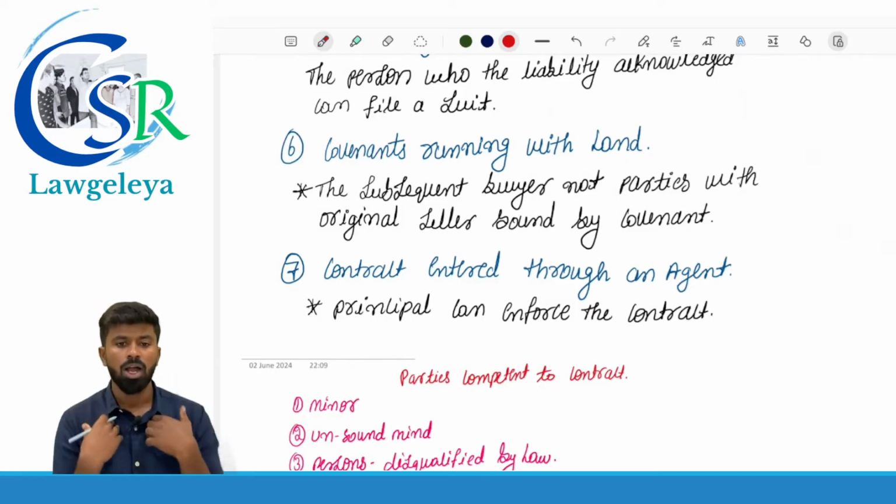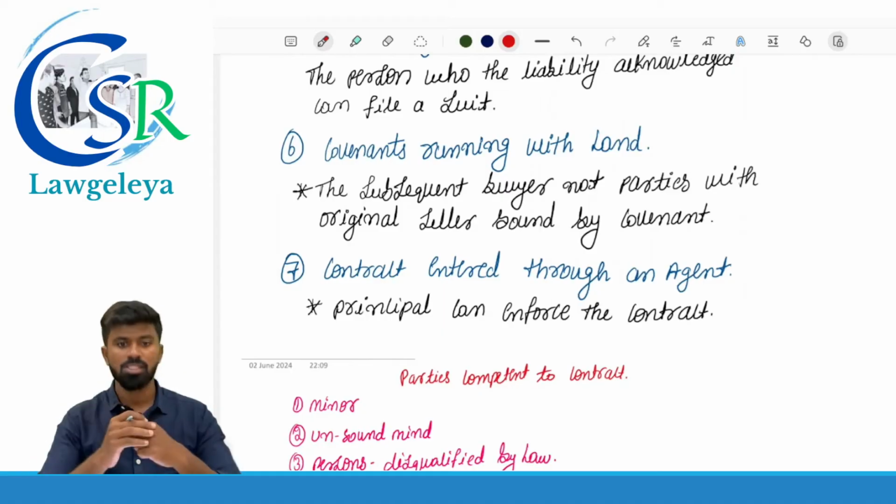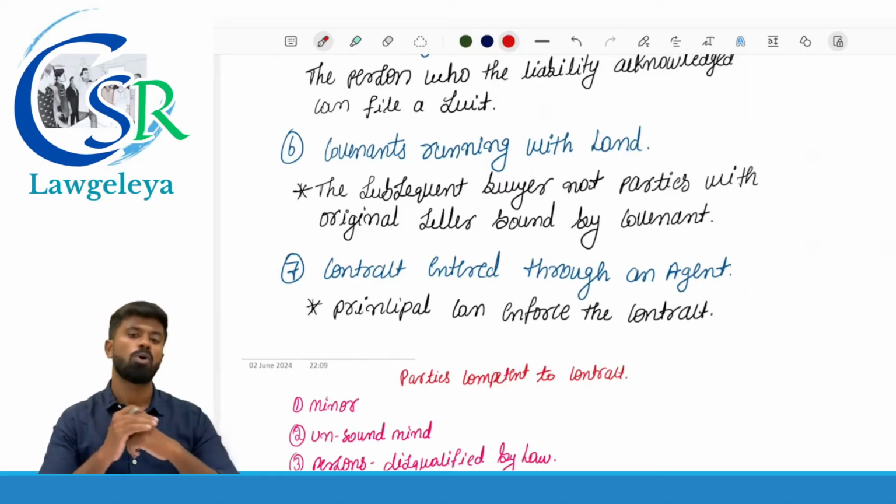If it is with me, I am bound by it. If it is with X, X is bound by it. If it is with Y, Y is bound by it.